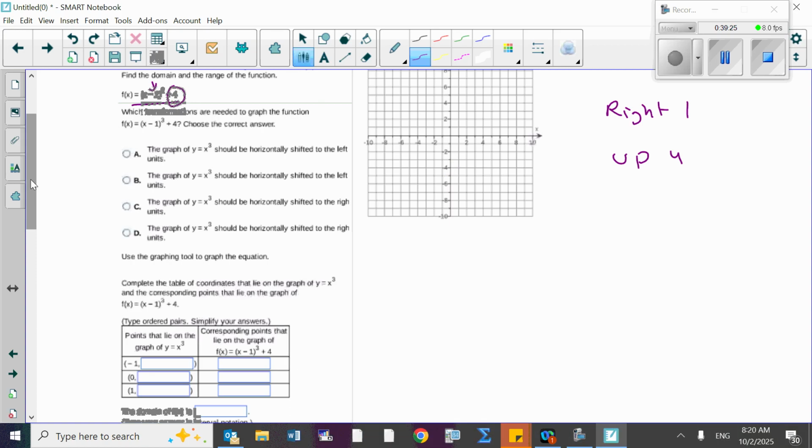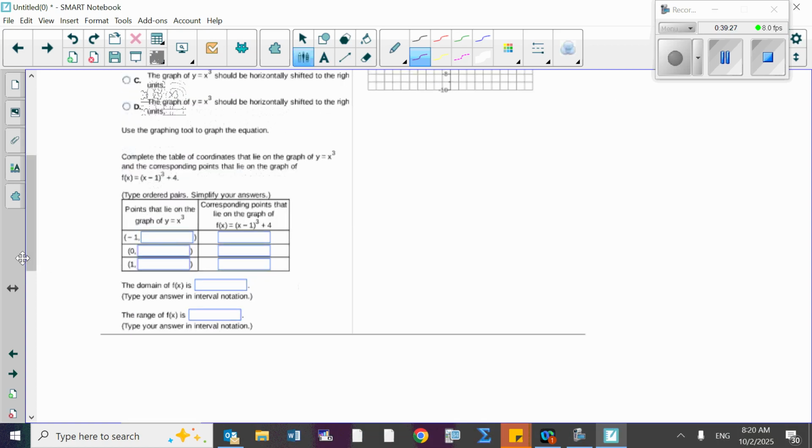So first of all, let's find these points here. On the graph of y equal to x to the 3, if x is -1, y will be -1 to the power of 3, which is -1. 0 will be 0 to the power of 3, 0, 1 to the power of 3 is 1. So these are the 3 points on the parent function, x to the 3.